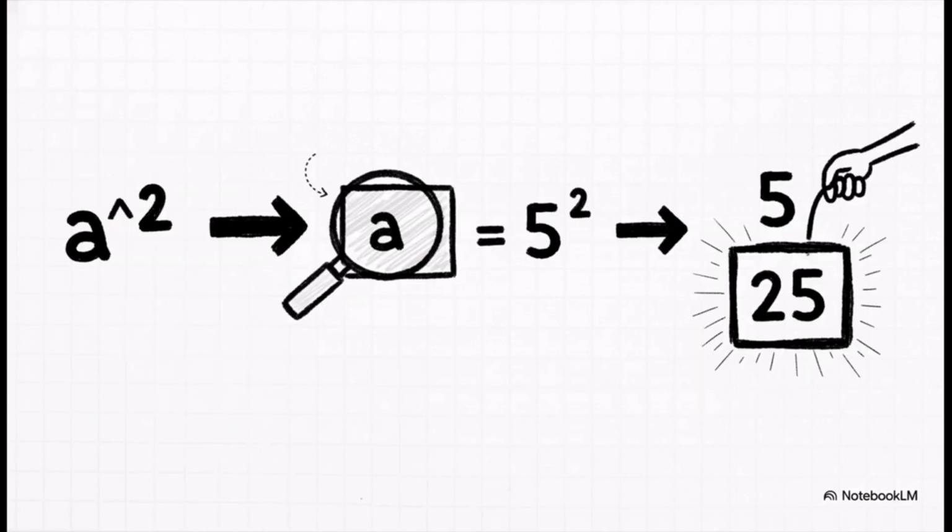Now here's the powerful part. We don't have to type the number 5 anymore. We can just use our variable a. So when we type a squared, R looks inside that a box, it finds the number 5, and it calculates 5 squared for us, giving us 25. This is like a fundamental building block for everything else we're going to do.